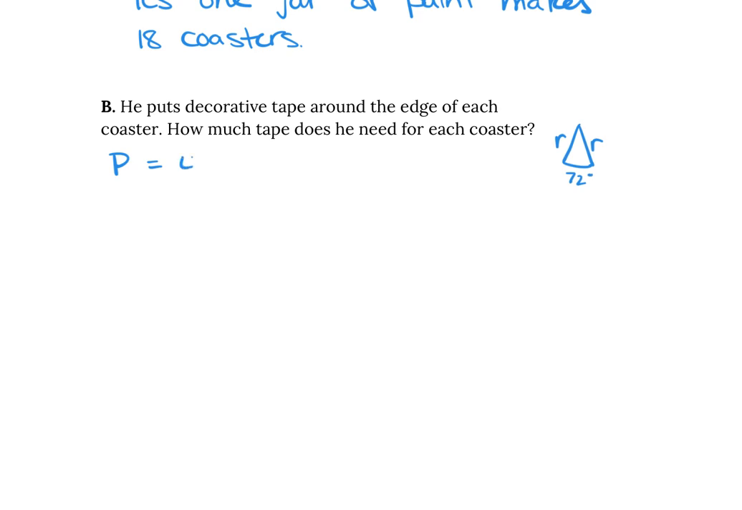Okay, so I would have my radius of 4 plus a radius of 4 plus that arc measure, where we take our 72 degrees divided by the 360, multiply that by the 2 pi r, which is 4. So once I calculate, that's going to get me 13. So he needs 13 inches of tape per coaster.